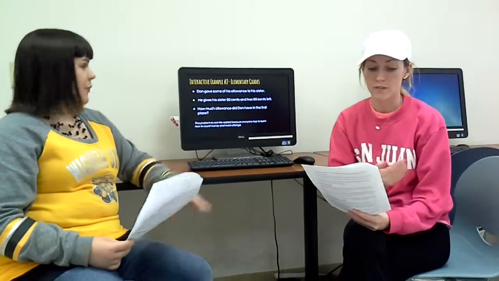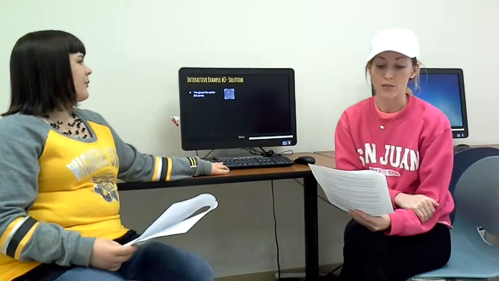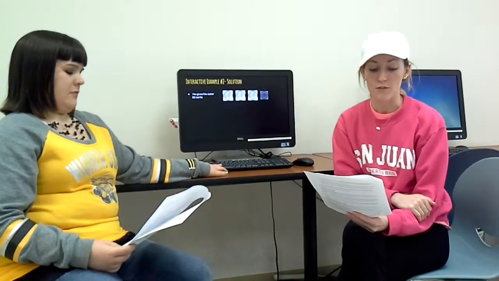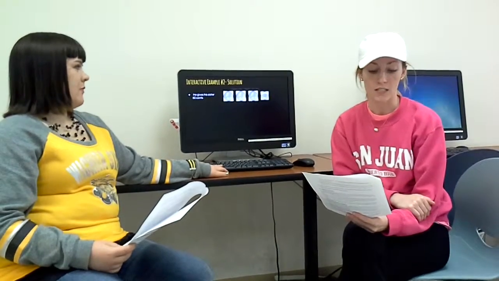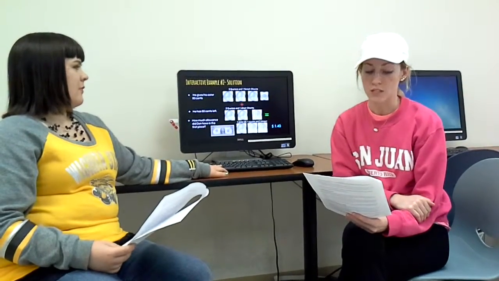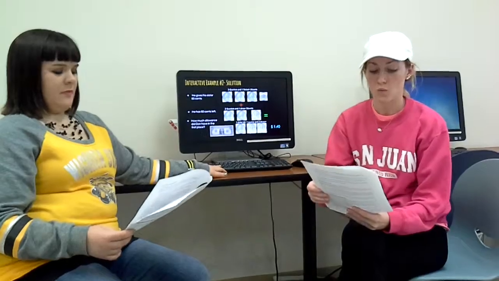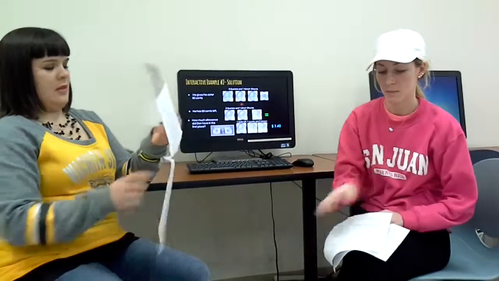So, as a student, we'd figure that he starts out by giving his sister 80 cents. He does this by using 3 quarters and 1 nickel. He then has 60 cents left in 2 quarters and 1 dime. If you add them together, it will give you the amount of allowance that Don had in the first place, which equals $1.40 in the form of a $1 bill, 1 quarter, and 2 dimes.